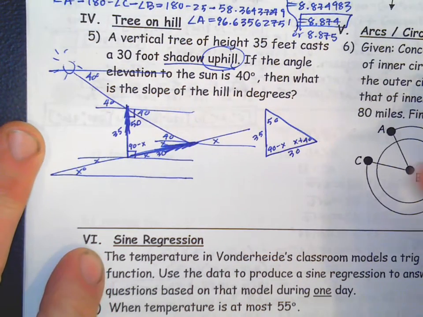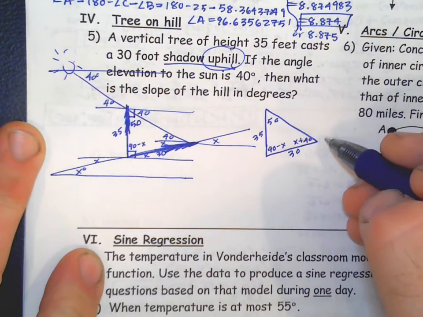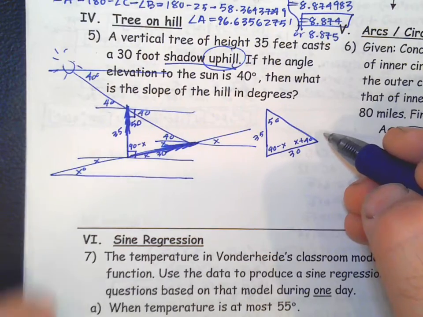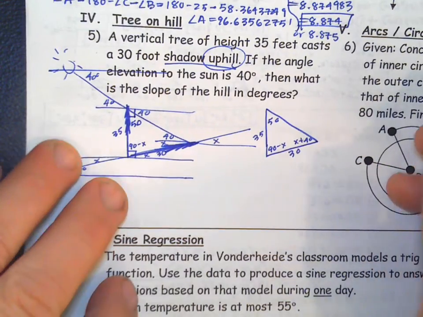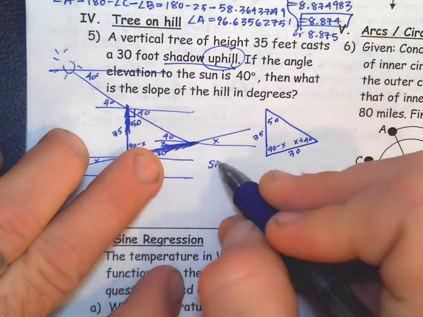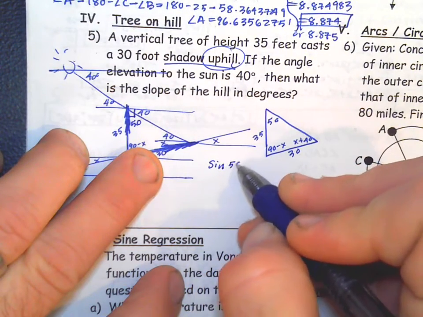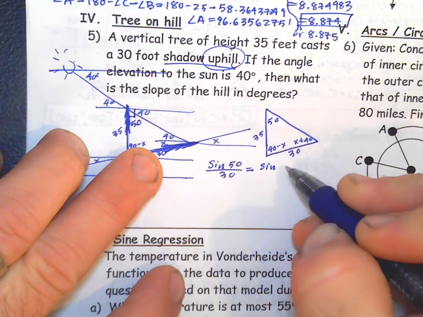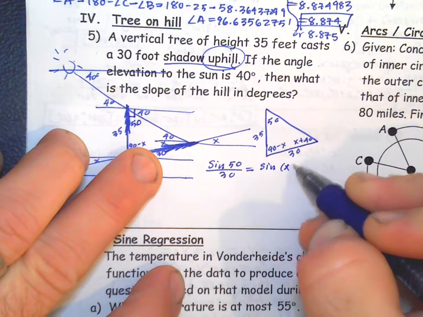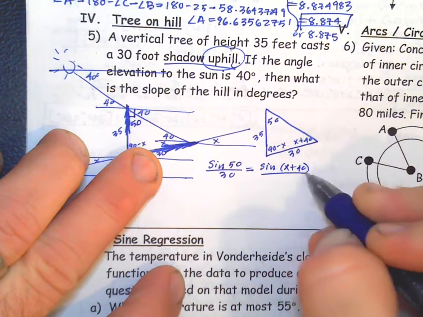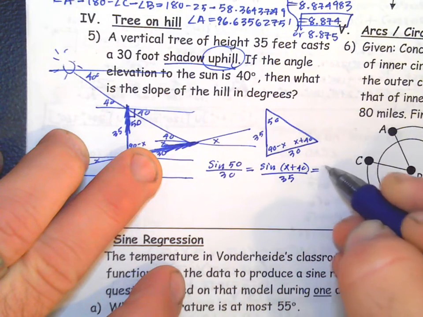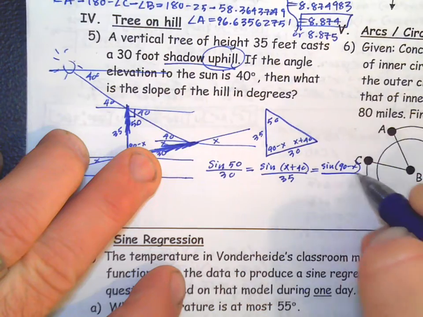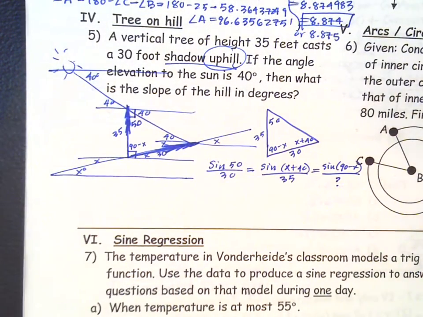Now on the test, you had to find this side right here for one of the problems, right? Which I think you would use law of. And we could start with law of sines. Sine of 50 over 30 equals sine of x plus 40 over 35 equals sine of 90 minus x over, we don't know, distance.